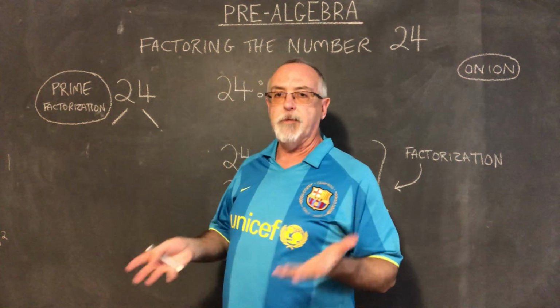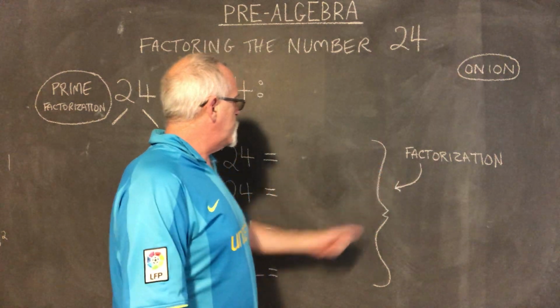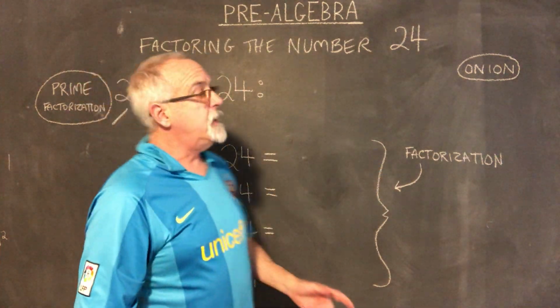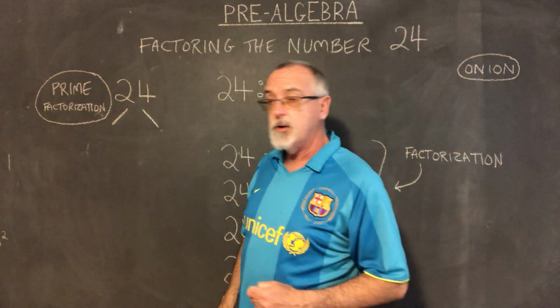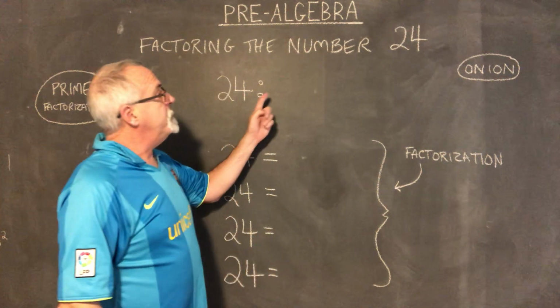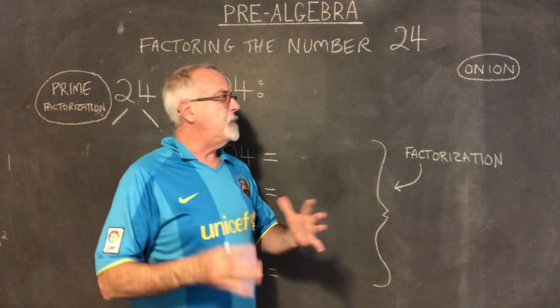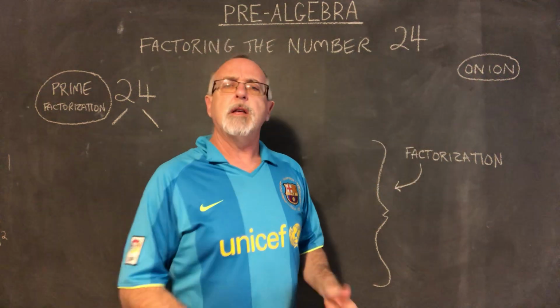There are different types of factoring, all of which are useful. So we have factorization that I'm going to do here. We have prime factorization, which I'm going to do there with a factor tree. You may have seen one of those before. And then there is this type of factoring that I don't really know a particular name for, so I call it the onion, or rather layers of the onion. But I'll get into that.